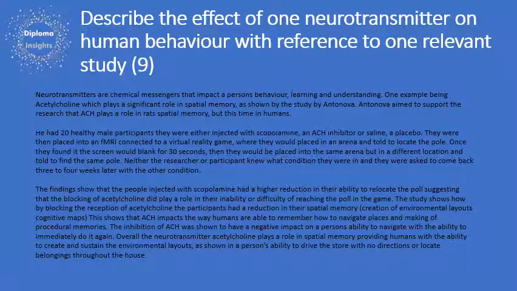Here's another example response to the same question. Have a read. Think again about how effectively they have used the research. Have they explained why they've chosen this study exactly and how it can demonstrate the effect of one neurotransmitter on human behaviour? Is there a direct and explicit clear link between the study and the question?